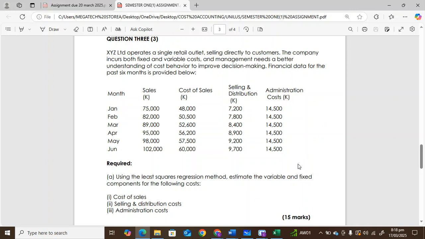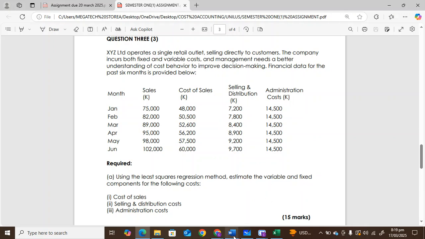Madam Blessings? Sales on the x variable, yes. Then the administrative costs on the y side. So costs are always on the y. Sales and output, x.